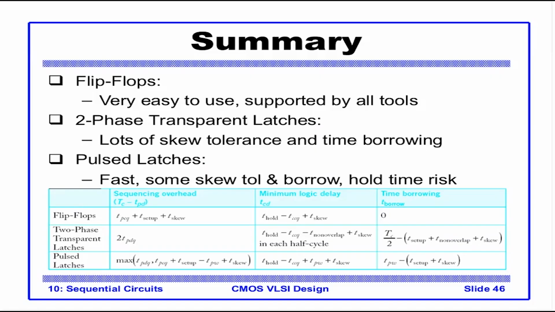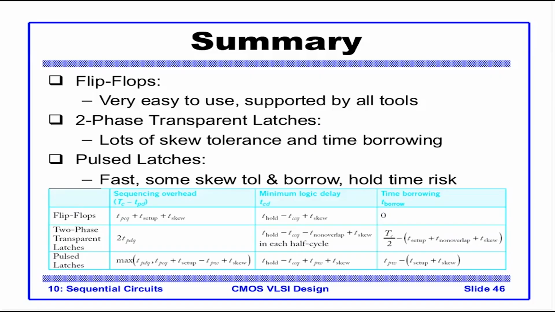Two-phase transparent latches have a problem of skew tolerance. You have to have non-overlapping clocks and time borrowing. In my experience, I haven't used pulse latches ever because this involves a completely different clock scheme. So I'll discount this case altogether.